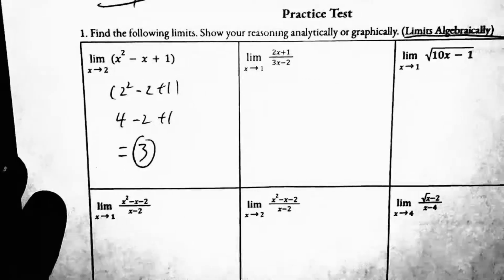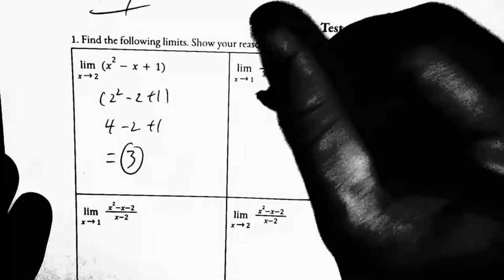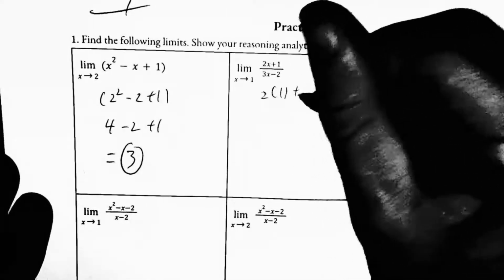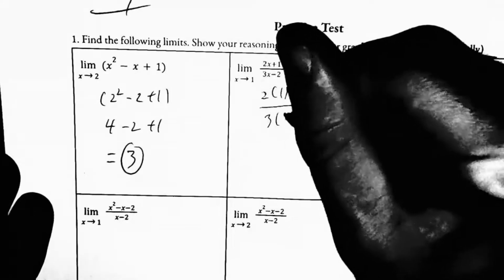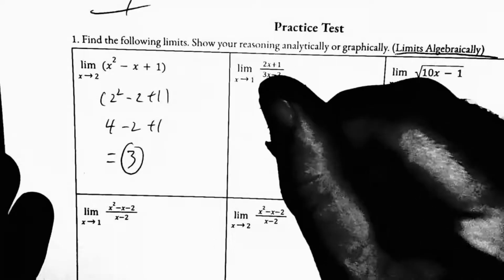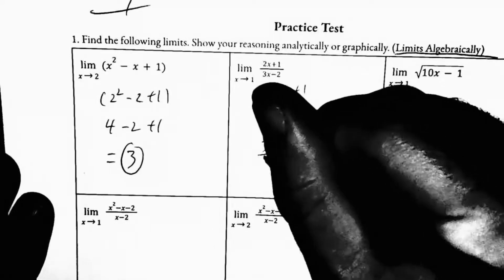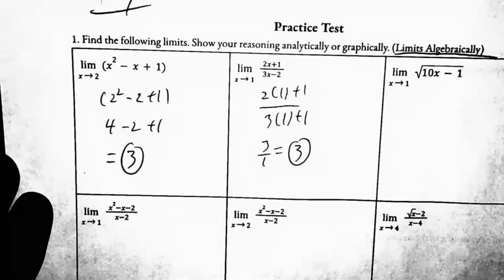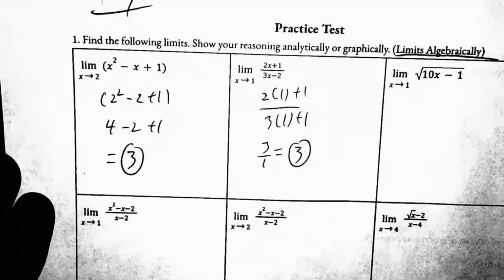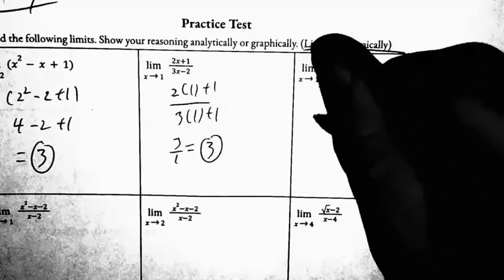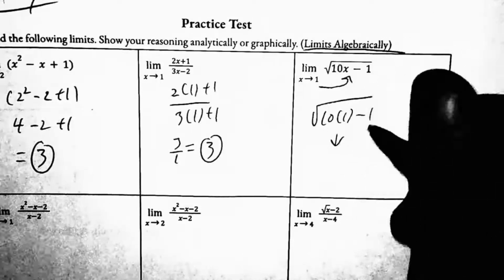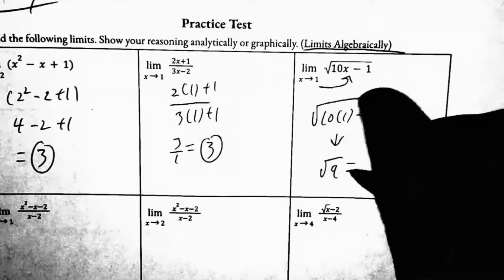That's it. So these are the easy questions, right? You're just plugging in the value into the function. 2 times 1 plus 1 over 3 times 1 plus 1. That is 3 over 1, which is 3. Again, just plug in the 1 for x. Square root of 10 times 1 minus 1. That is 10 minus 1, which is 9, equals 3.